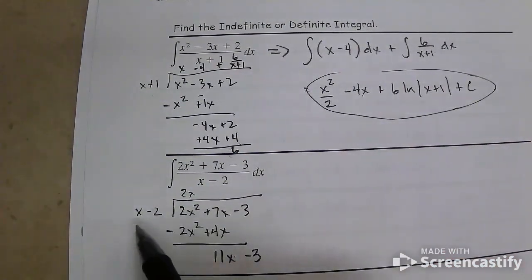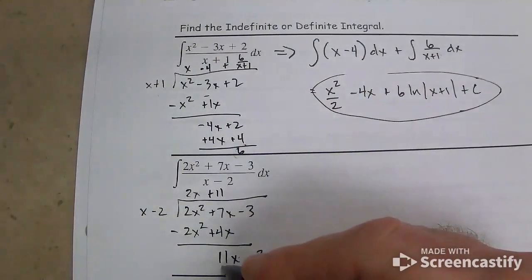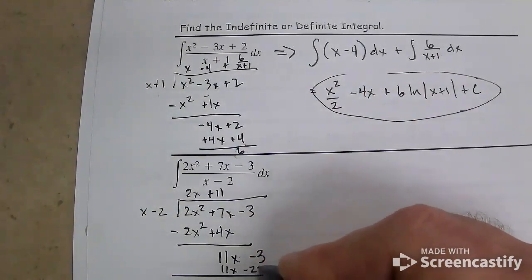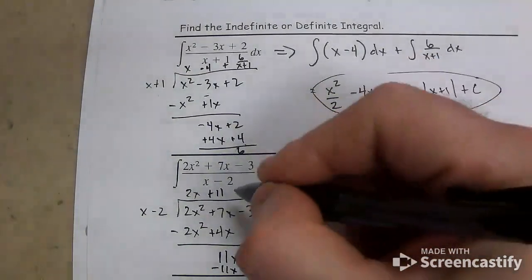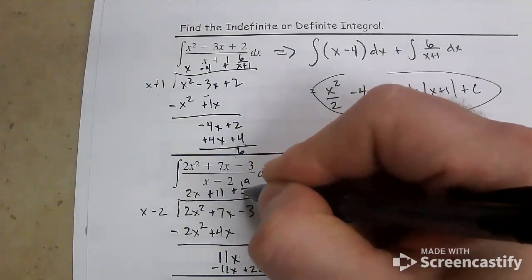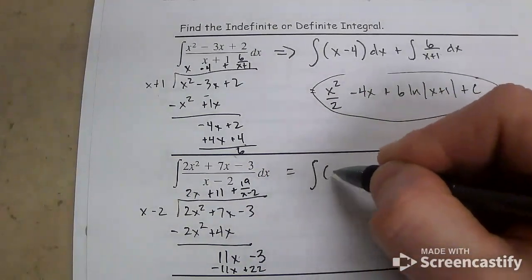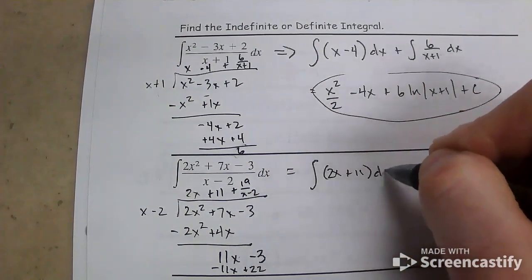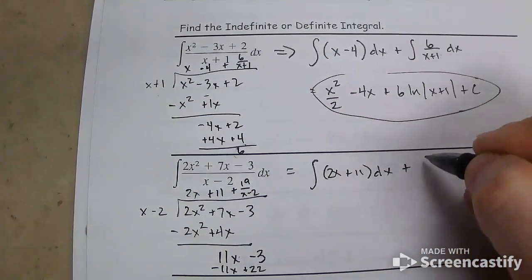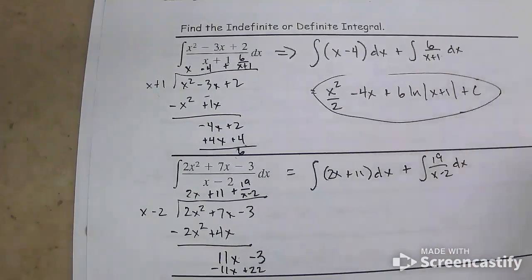So 11 times x gets me 11x. So this will be plus 11. So when we multiply it out, it'll be 11x minus 22, which will make that a plus 22. So we're going to have a remainder of 19 over the x minus 2. So I'm going to go ahead and rewrite this as the integral of 2x plus 11 dx plus the integral of 19 over x minus 2 dx.